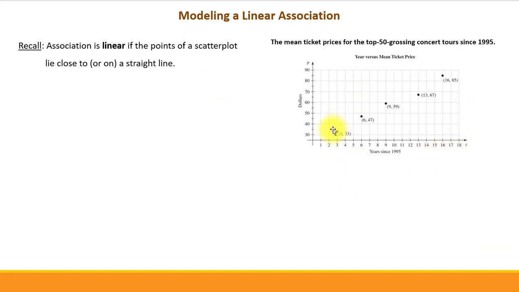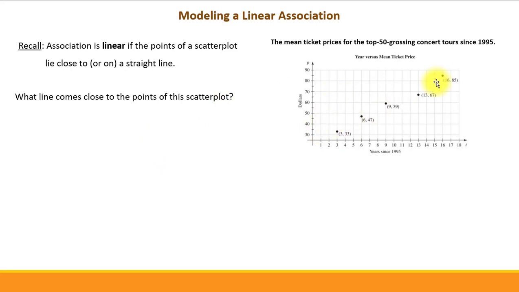Here we have bivariate data that measures the mean ticket prices for the 50 biggest concerts of a year, for certain years after 1995. So each point and the corresponding ordered pair represents the number of years since 1995 and the corresponding mean ticket price calculated for the 50 biggest concerts of that year. As you can see from the scatter plot, it's impossible for a straight line to contain all those points, but we can think of a line that comes close to most of them.